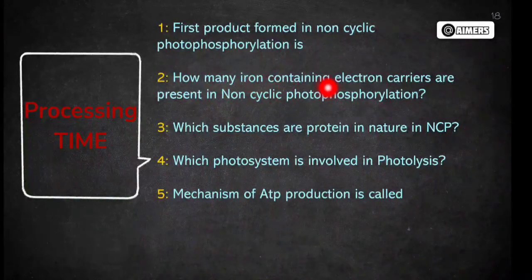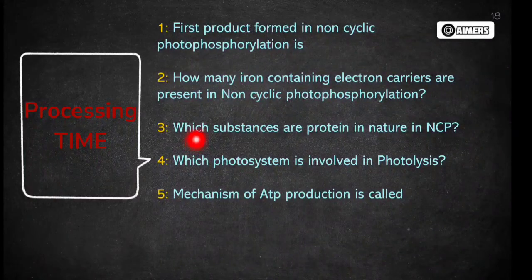Okay. How many iron containing electron carriers are present in non-cyclic photophosphorylation? I mentioned in the lecture that there are 2 electron carriers in the non-cyclic photophosphorylation which are iron containing. First is the cytochrome complex and second is pyridoxine.